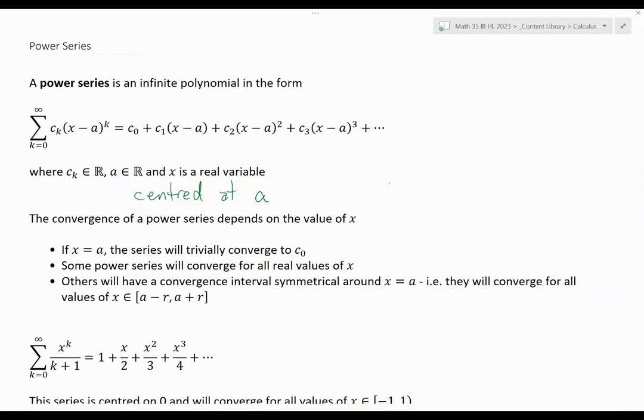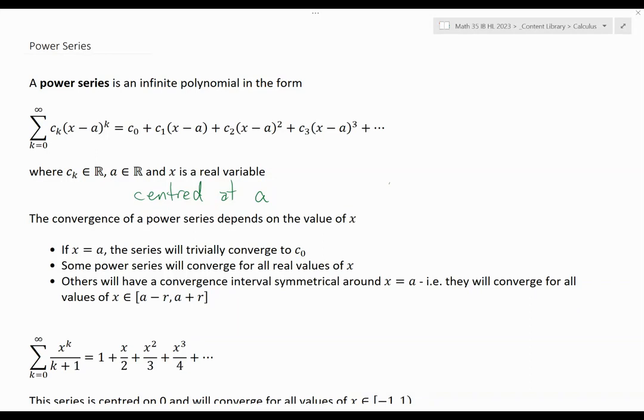But we choose our a values carefully, because we can use these power series as polynomial approximations of non-polynomial functions. I can choose a power series to represent a function that is not actually polynomial, to make working with that function a little bit easier. The idea is that this power series can converge to the non-polynomial function around a. So the convergence will depend on the value of a.